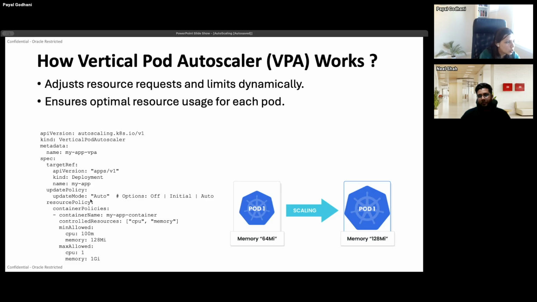And what are the controlled resources? By default it is CPU and memory, but you can also choose to have just CPU or just memory. And then what is the minimum allowed CPU that you want to give when the container starts, and how much it can consume during its lifespan.